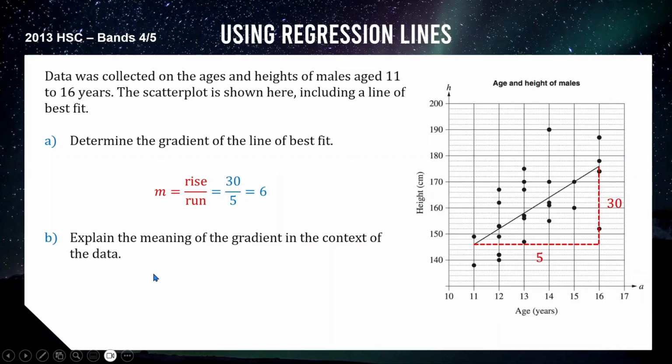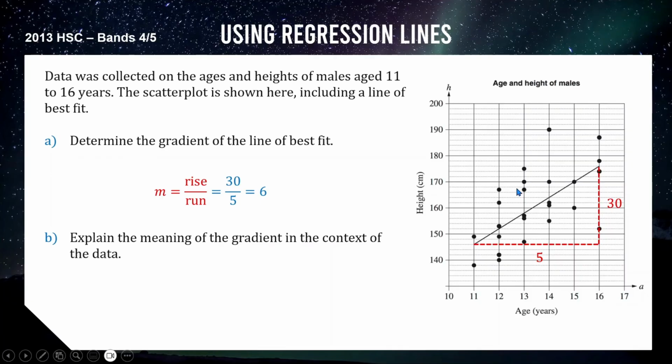Now part B was the band 5 part that a lot of people struggled with 12 years ago, which is: explain the meaning of the gradient in the context of the data. Okay, so what does that mean? Because our line is showing the growth rate in terms of age and height for teenage males, the 6, now the significance of the gradient is that the gradient is the rate of increase of your line. By that I mean every single time that this line goes across 1 unit, the line is going up by 6 units. Okay, that's what this 6 indicates. You go across 1 and you go up by 6.